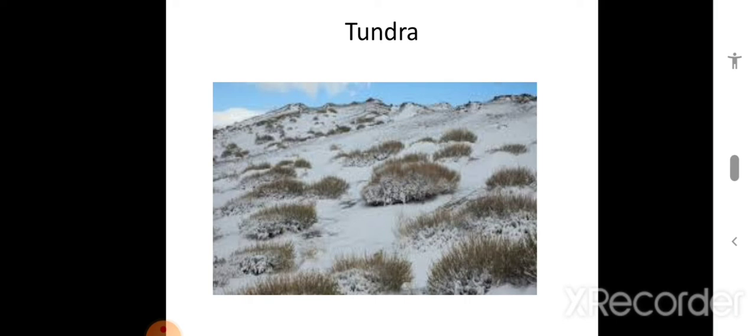There is hardly any vegetation here. Only some mosses, lichens and small shrubs grow here. We cannot see tall trees in the tundra area. And the animal life which we can see here is reindeer, musk oxen. You can see the picture of musk oxen here. Yaks, polar bears, arctic owls, snow leopards and snow foxes. These are the important animals which we can see in the tundra area.